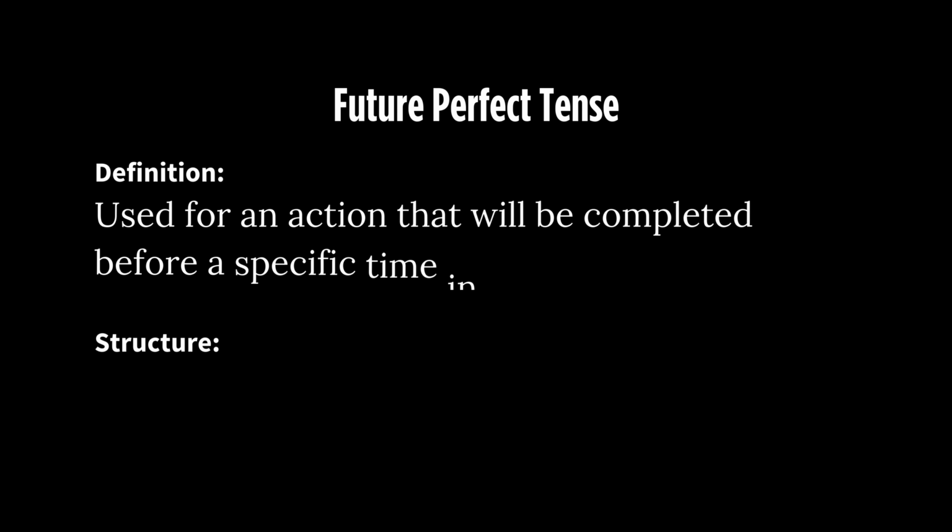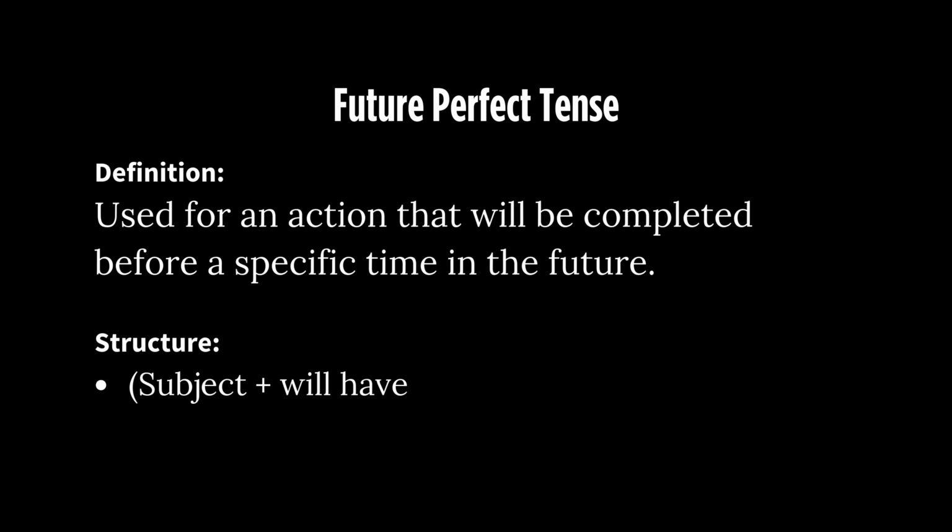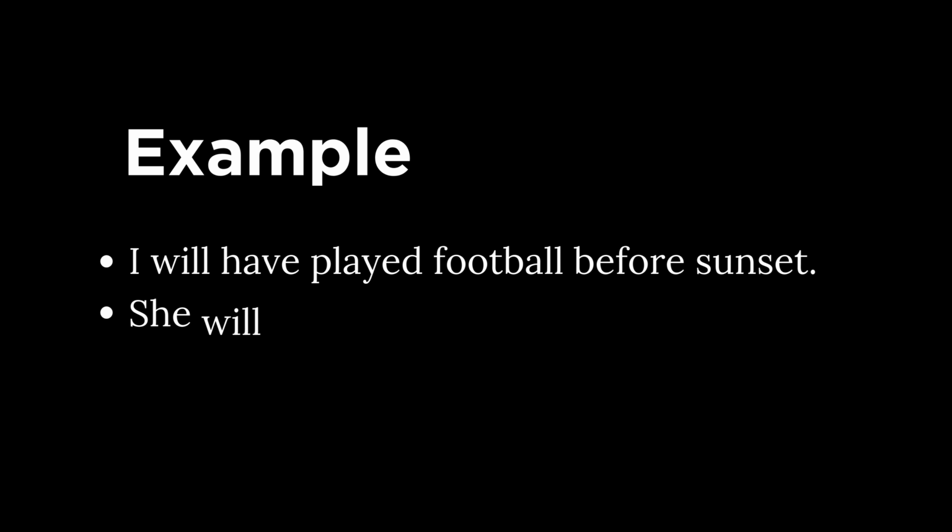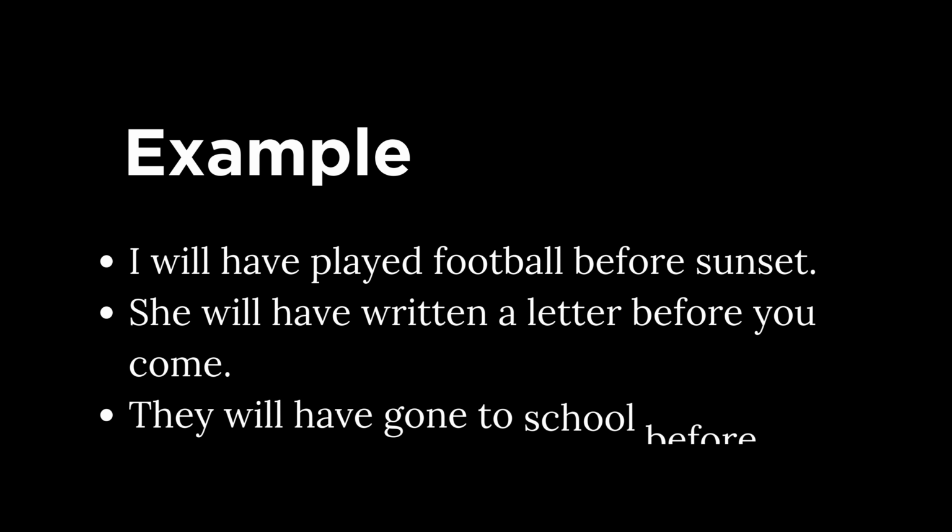Future perfect tense, definition: used for an action that will be completed before a specific time in the future. Structure: subject plus will have plus past participle plus object. Examples: I will have played football before sunset. She will have written a letter before you come. They will have gone to school before 9 a.m.